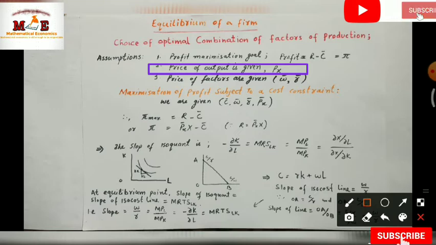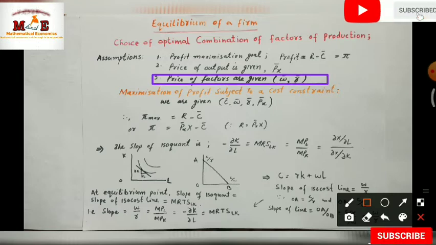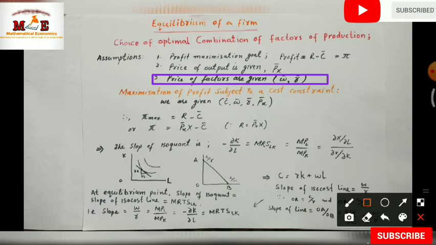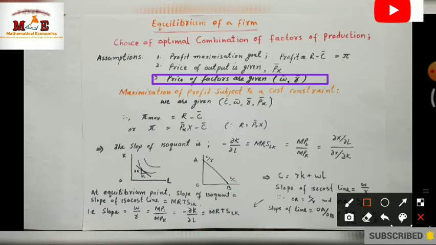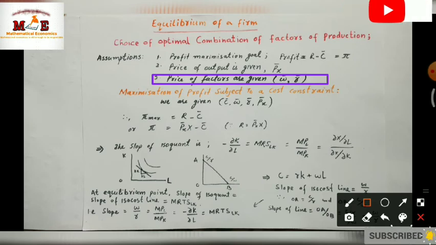Third assumption is price of factors are given as W and R, where W equals the wage rate, that is the price of labor, and R equals rent, the price of capital service.